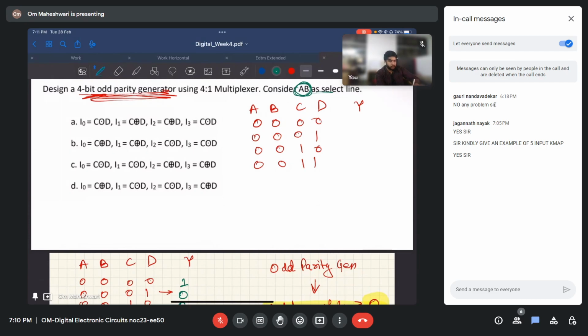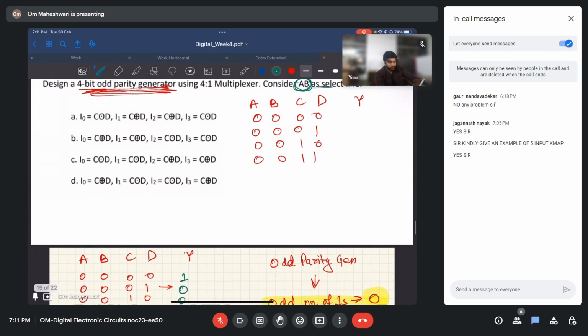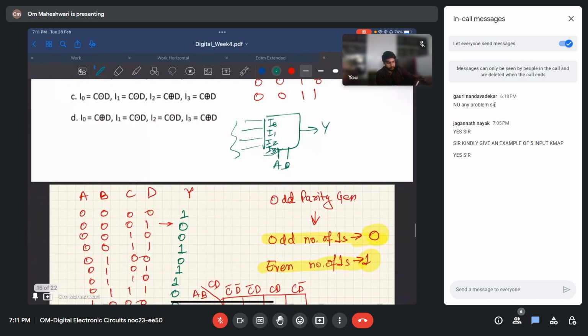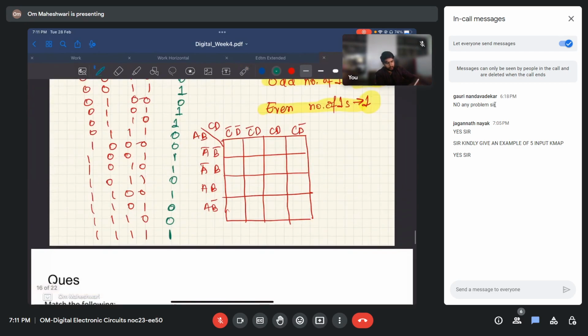So what is in a multiplexer, right? A and B are select lines. Let's say inputs are I0, I1, I2, I3, and some combination of C and D is going here to give this Y. I'll just write it like this. When A and B are 0, 0, output will be in the I0 select line. And when A and B are 0, 1, it will be in I1. I write it as I0, I1, I2, I3.